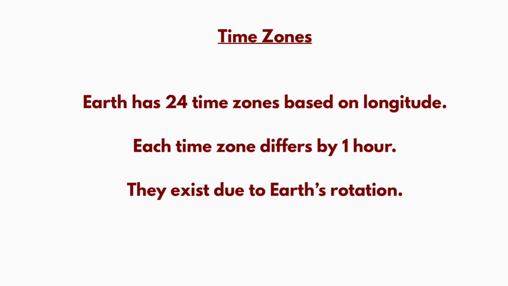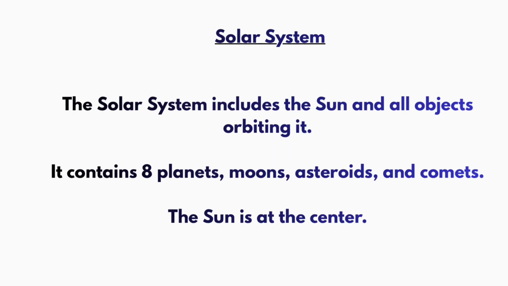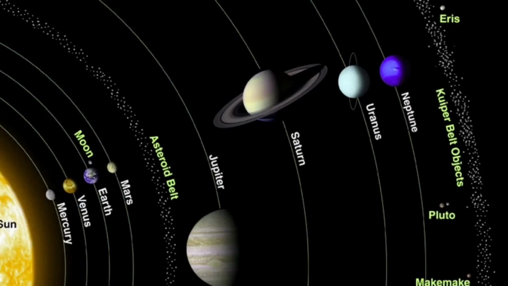We will talk about the solar system now. The solar system is a family of celestial bodies that revolve around the sun. The sun is at the center of the solar system. The solar system includes 8 planets, their moons, asteroids, comets, and meteoroids. Planets move around the sun in fixed paths called orbits. So the solar system consists of the sun and all the objects that move around it.